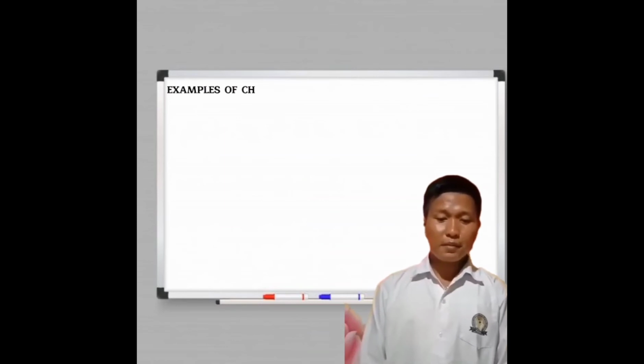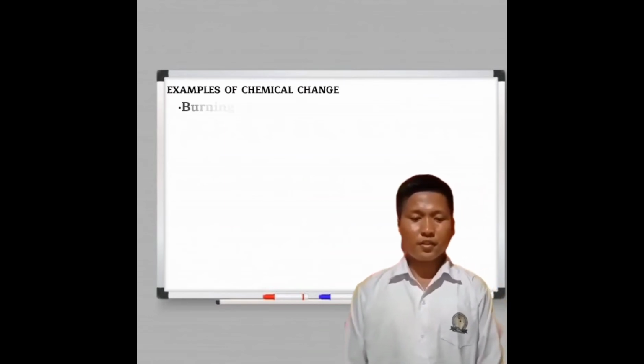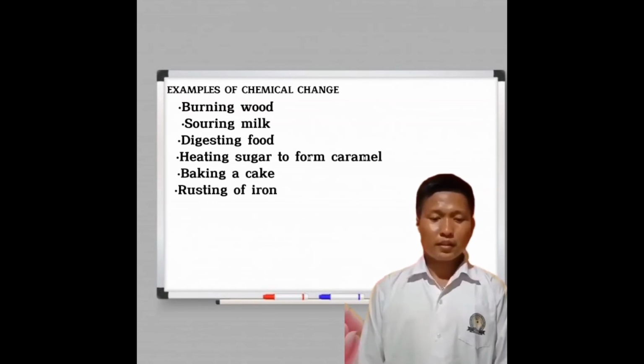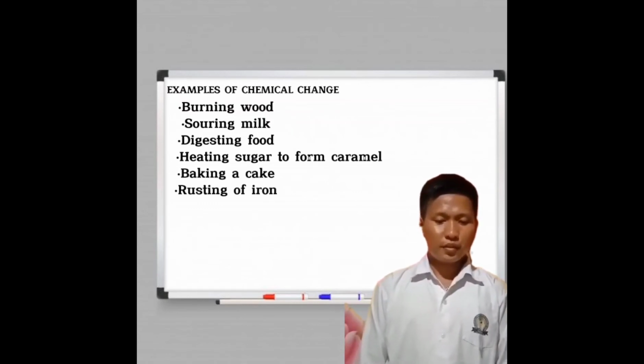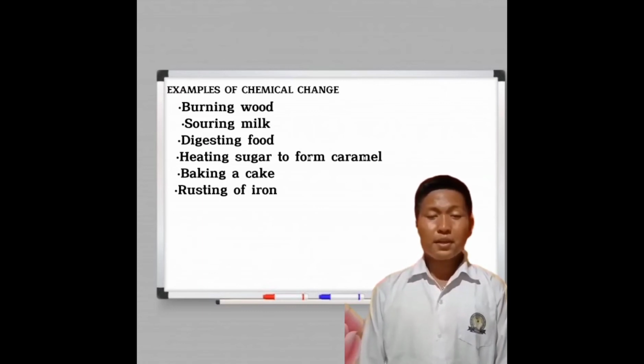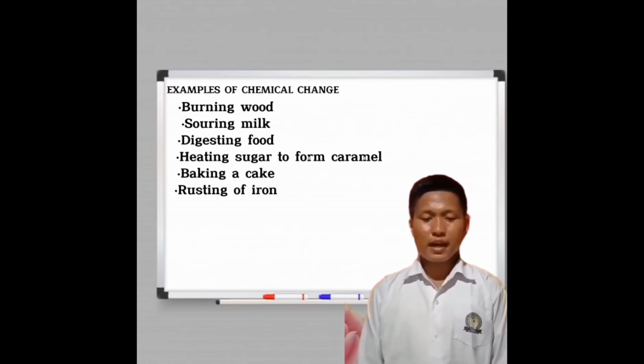Here are some examples of chemical change: burning wood, storing milk, digesting food, heating sugar to form caramel, baking a cake, and the rusting of iron. That's all for the chemical properties.